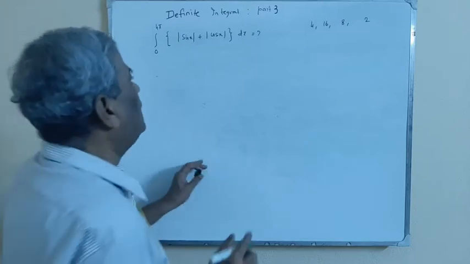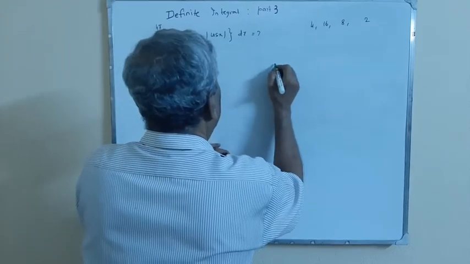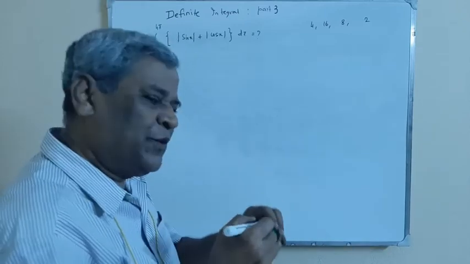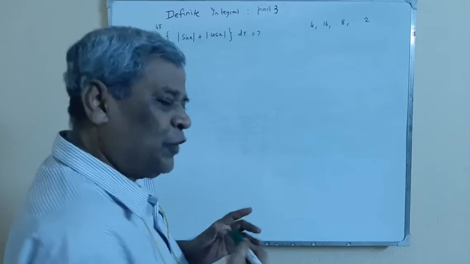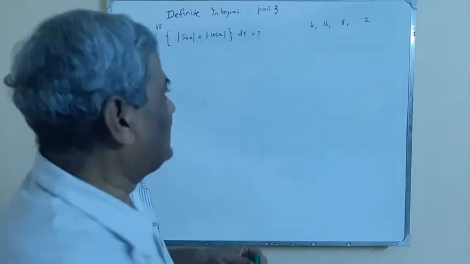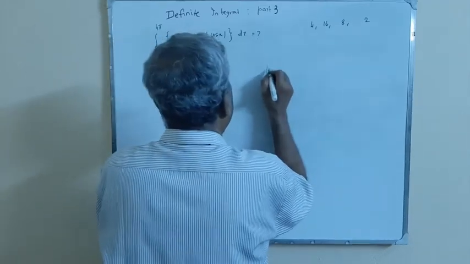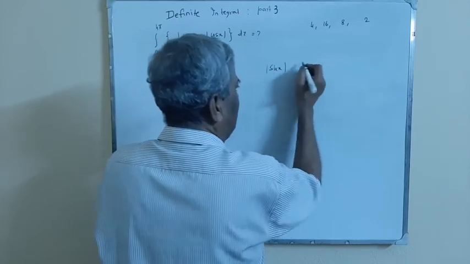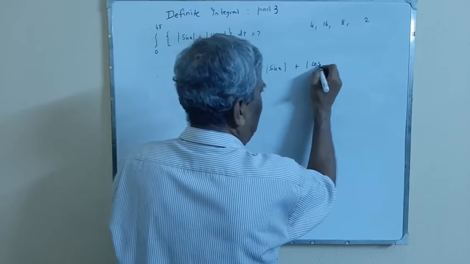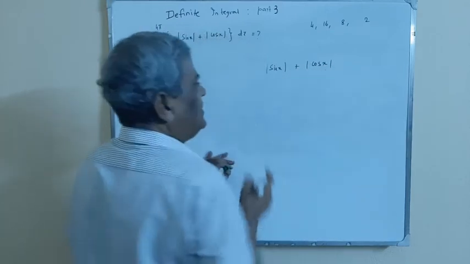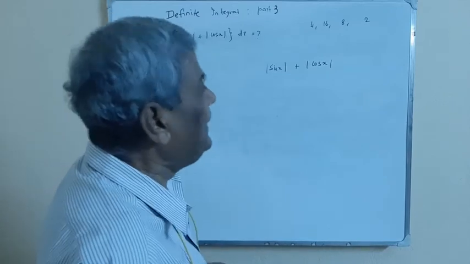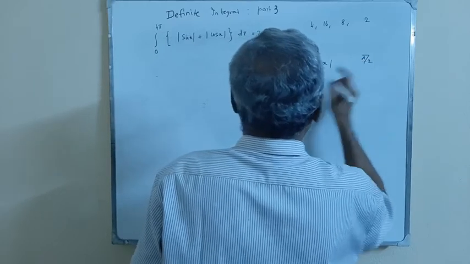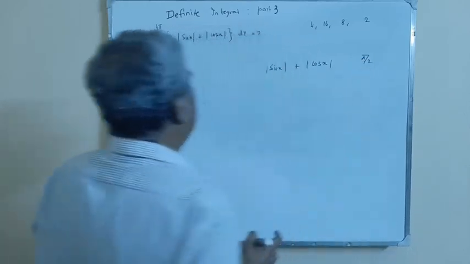Now, as I told you, sin x is a periodic function of period 2 pi. Cos x is also a periodic function of period 2 pi. But mod sin x is a periodic function of period pi. This one, mod sin x plus mod cos x, is a periodic function of period pi by 2. Its period is pi by 2.